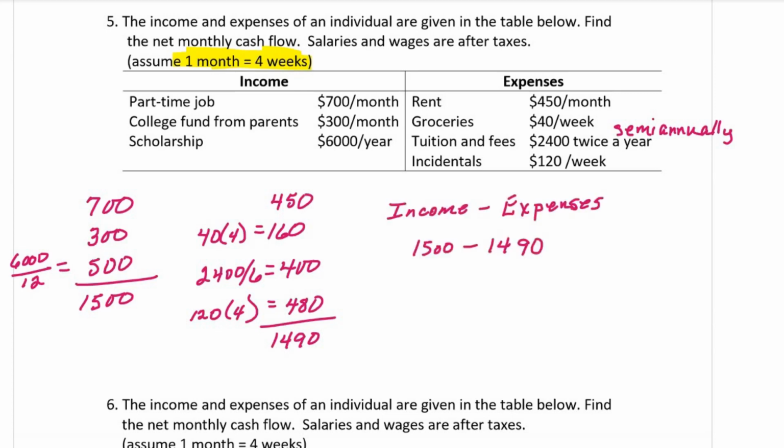Be sure that you're always having the income first. It's not necessarily always going to be the bigger number. In this case, it is. So here we're going to end up with $10 left over at the end of the month. But on some of the problems in the homework, you're going to actually have a negative cash flow. So be sure you're subtracting in the right order. Income first, and then minus expenses.